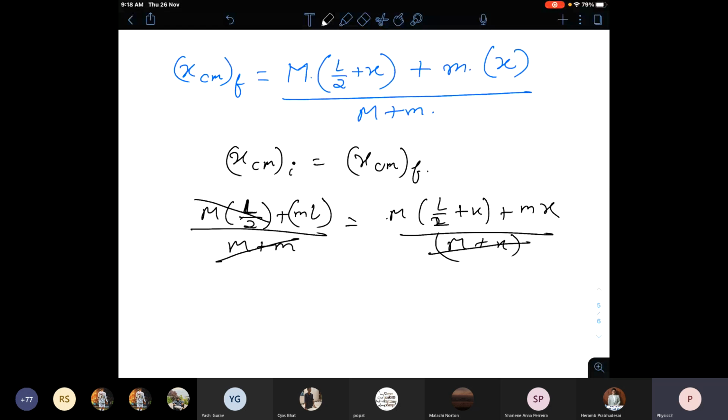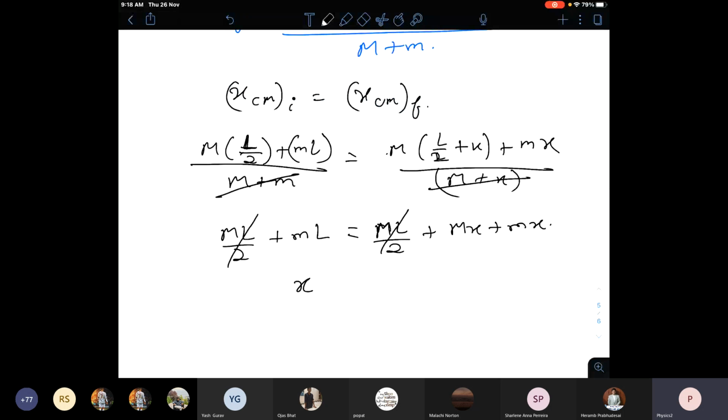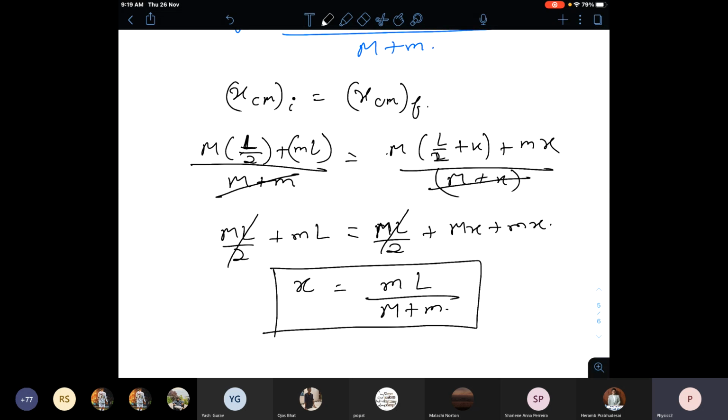So we were on the calculation, so we can write mL by 2 plus small mL is equal to ML by 2 plus Mx plus small mx. So capital ML by 2 on both sides gets cancelled. So from here you can see that the value of x is coming out to be small mL upon capital M plus small m.